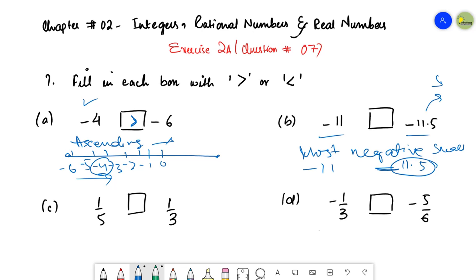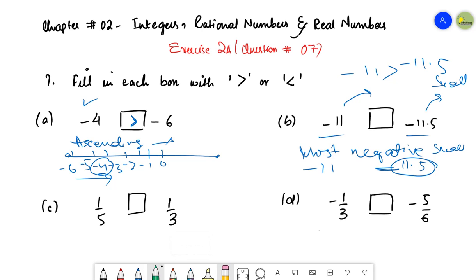-11.5 is going to be smaller than -11. Why? Because it is more negative. It's not a positive value, it's a negative value. So since it is more negative than -11, it's a smaller value. It will be considered smaller than -11. Or in other words, I can say that -11 is greater than -11.5, right?